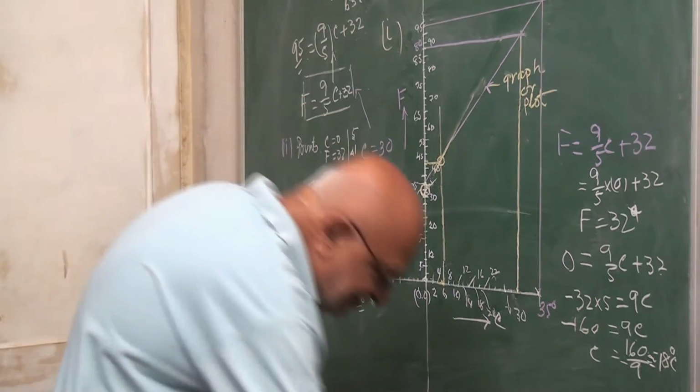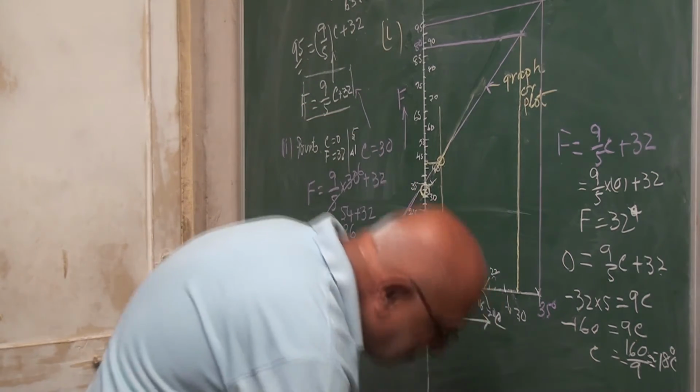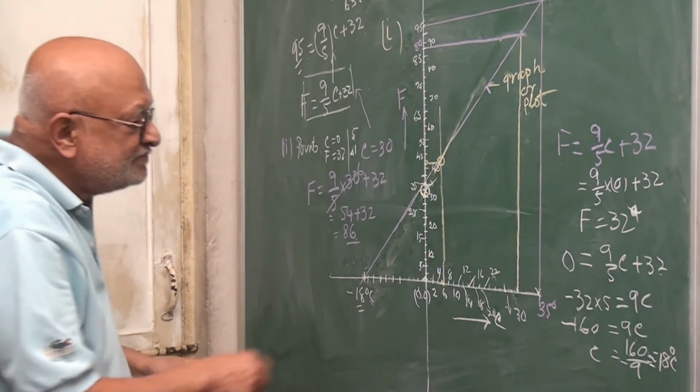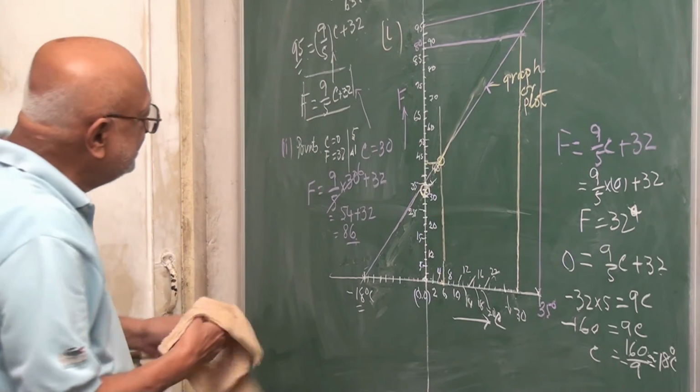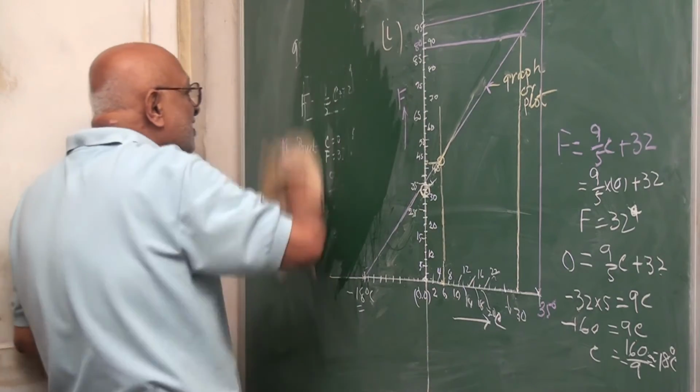There is another very interesting point here, that is the last one. At what point do these two become equal? That means centigrade and Fahrenheit become equal. So how do we find that out?